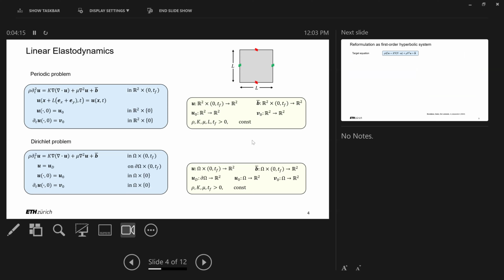Then all the examples later I will show for the Dirichlet problem. So we also already have Dirichlet type boundary formulations for the lattice Boltzmann method, where instead of the periodicity, we have a bounded domain, and on the domain boundary, we supply the displacement on the boundary.